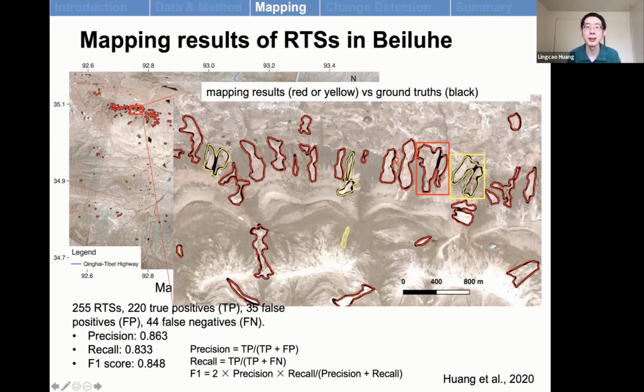I also show some details of the mapping result. The black polygons are from the manual delineation. In the beginning we delineated the boundaries of the slumps, and the red ones and the yellow ones are output by the algorithm. We can see their boundaries match quite well, but we can also see some errors. This yellow one is a false positive. It is actually not a slump, but the algorithm considers it as a slump.